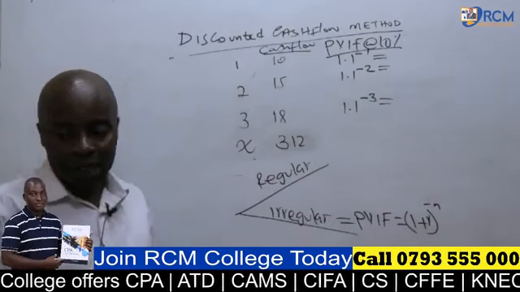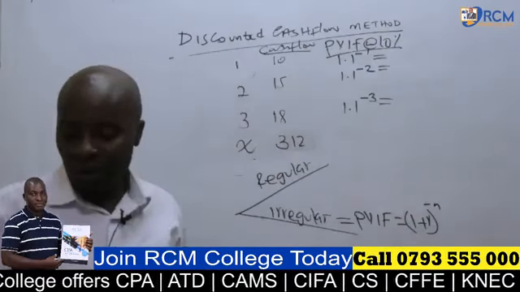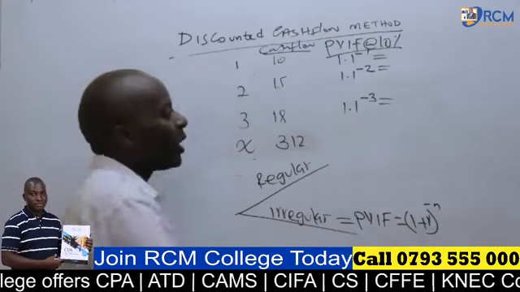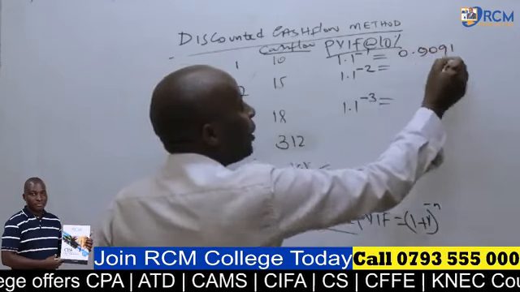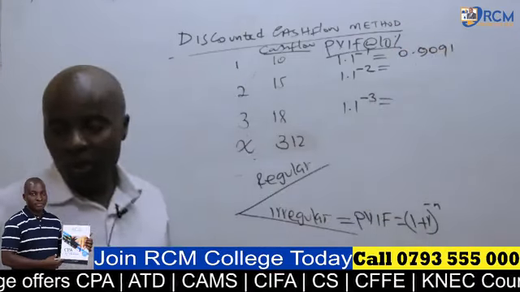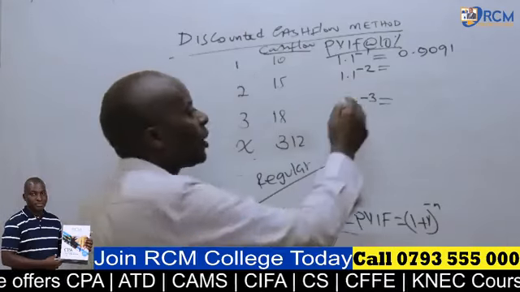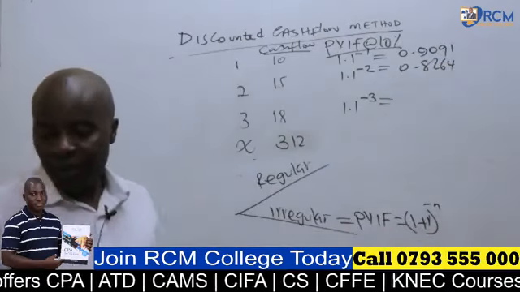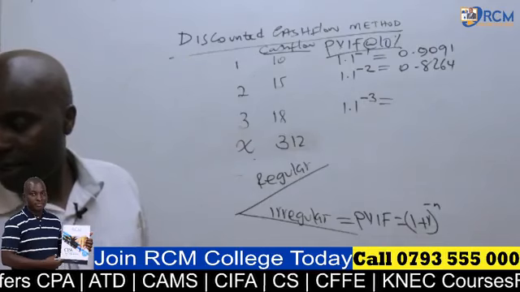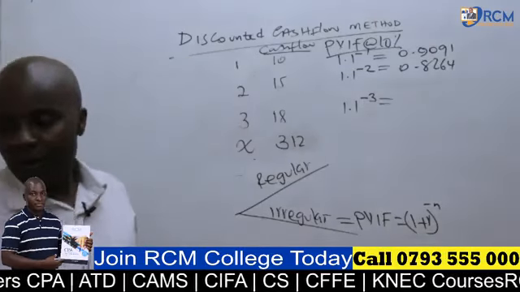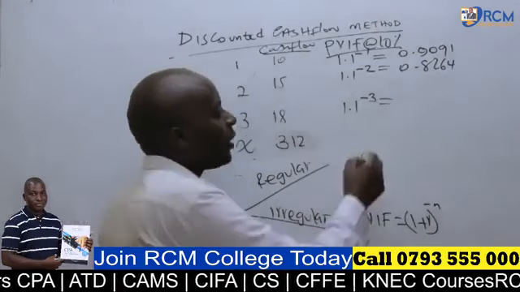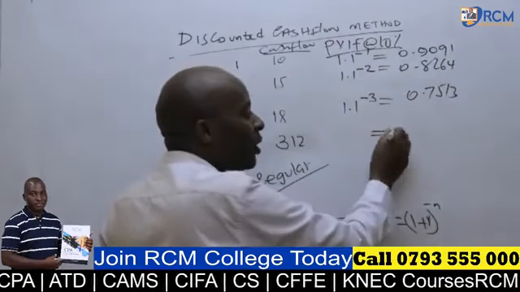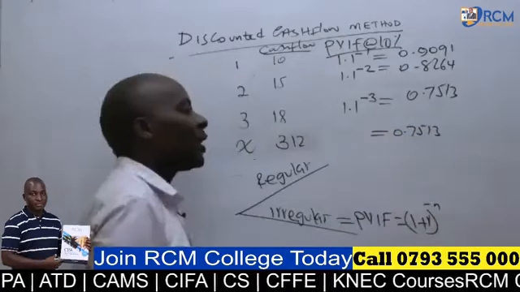1.1 raised to -1. If I could go to your charts, I'll be able to get those answers very fast. I can see 0.9091, and then I can see 0.8264, and then 0.7513. This 0.7513 is the one that I borrow down here. It will be 0.7513 like that.